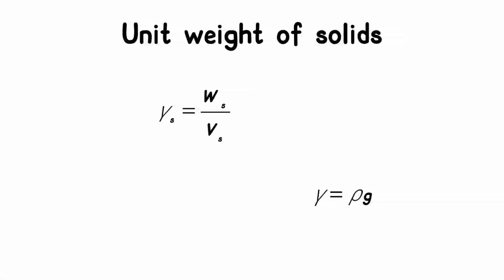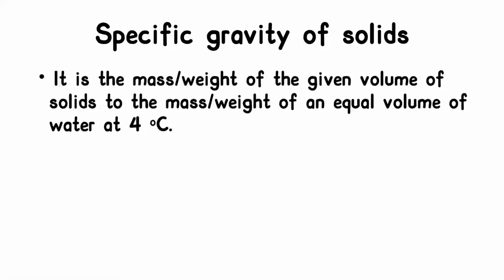Now you should keep in mind that gamma, which is unit weight, is equal to rho into g, where rho is the mass density. Now coming to the specific gravity of solids. The specific gravity of solids is defined as the weight of a given volume of solids to the weight of an equal volume of water at 4 degrees Celsius. That is, G is equal to gamma S divided by gamma W.